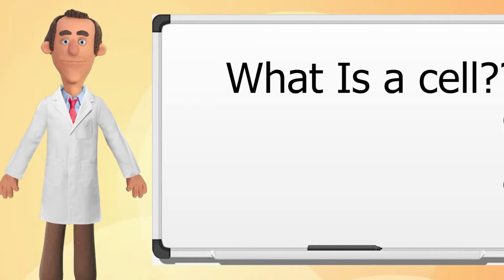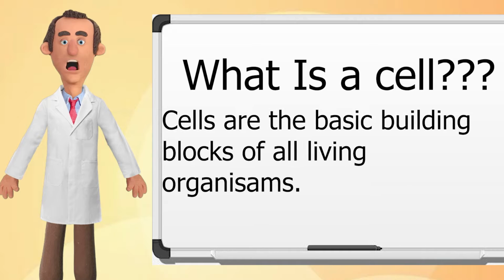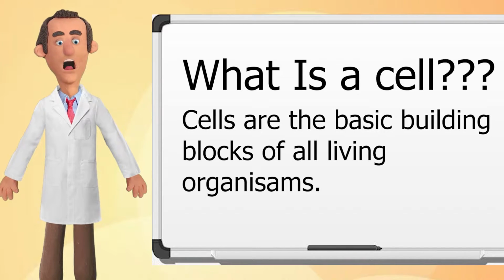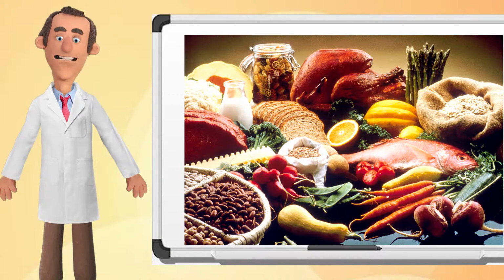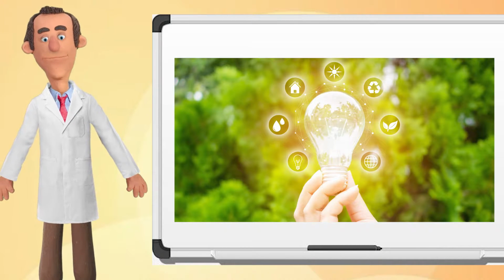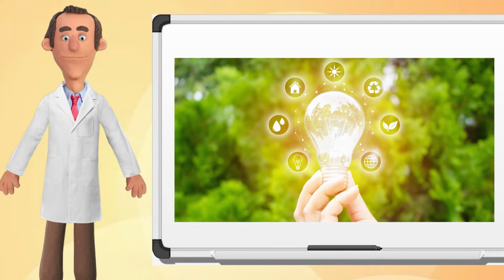What is a cell? Cells are the basic building blocks of all living things. The human body is composed of trillions of cells. They provide structure for the body, take in nutrients from food, convert those nutrients into energy, and carry out specialized functions. Cells also contain the body's hereditary material and can make copies of themselves.